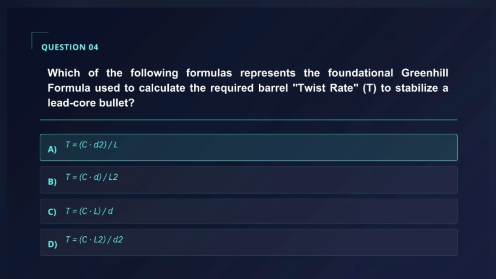Then we have, which one of the following formulas represents the foundational Greenhill formula used to calculate the required barrel twist rate, that is T, to stabilize a lead core bullet? The correct choice is A. Sir Alfred George Greenhill established that the twist rate T required to stabilize a bullet depends directly on the square of its diameter and inversely on its length. Consequently, longer bullets require a faster twist rate to remain stable in flight.